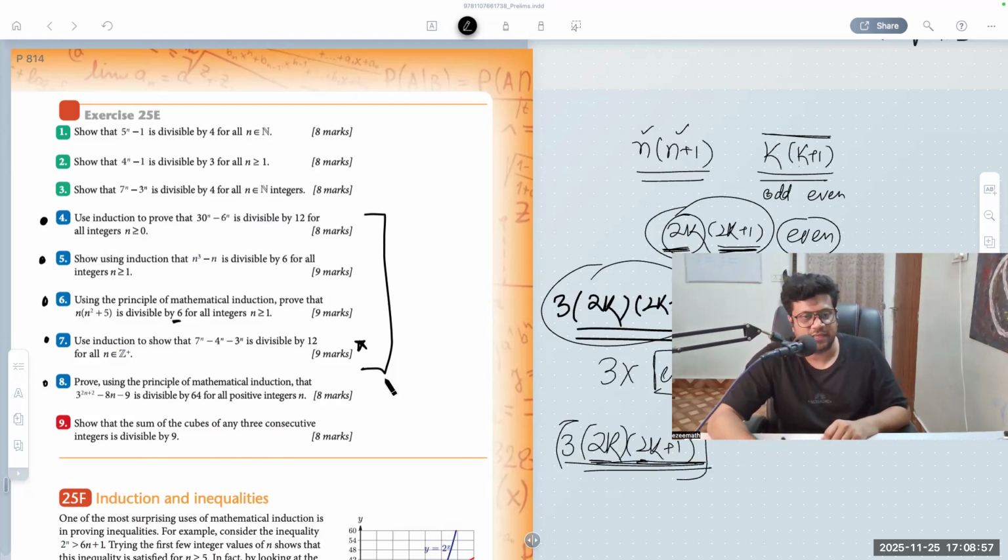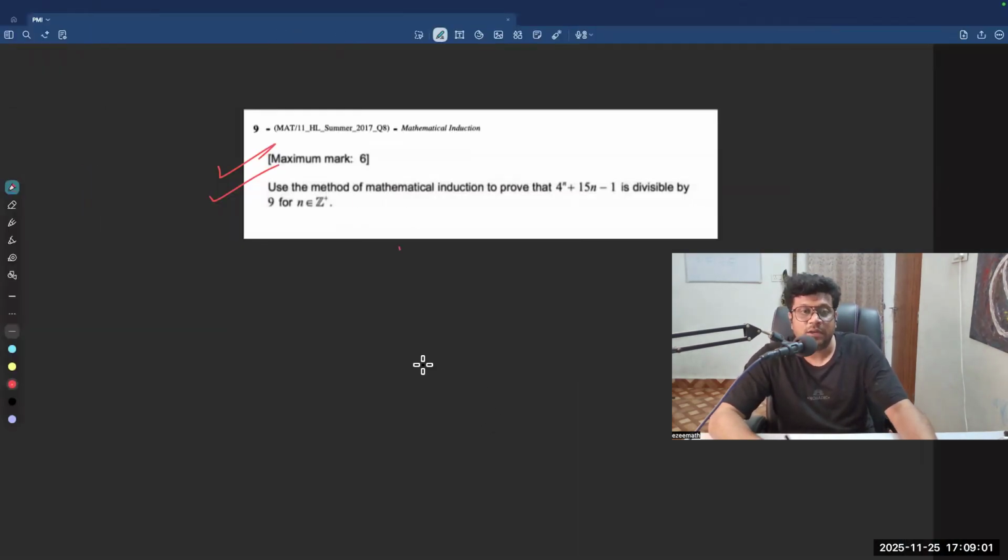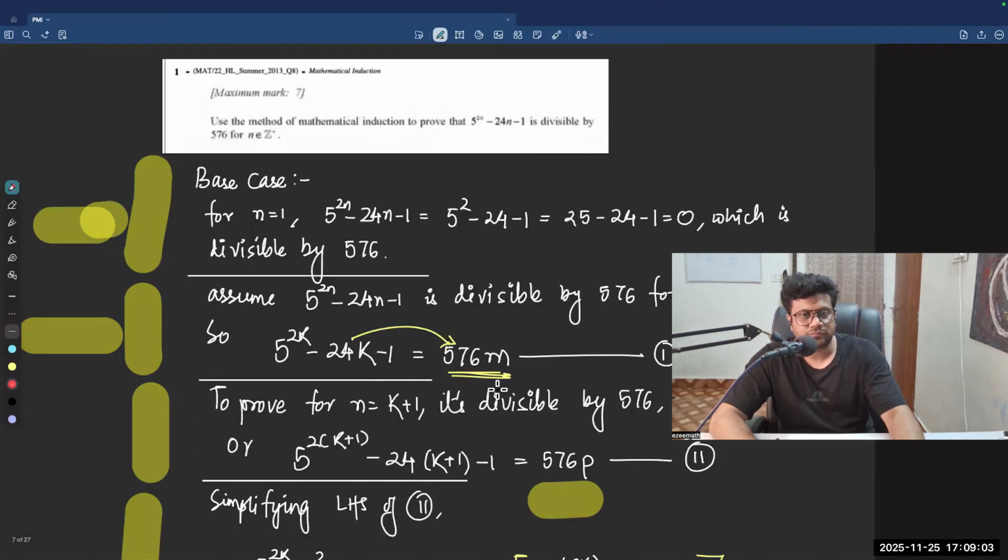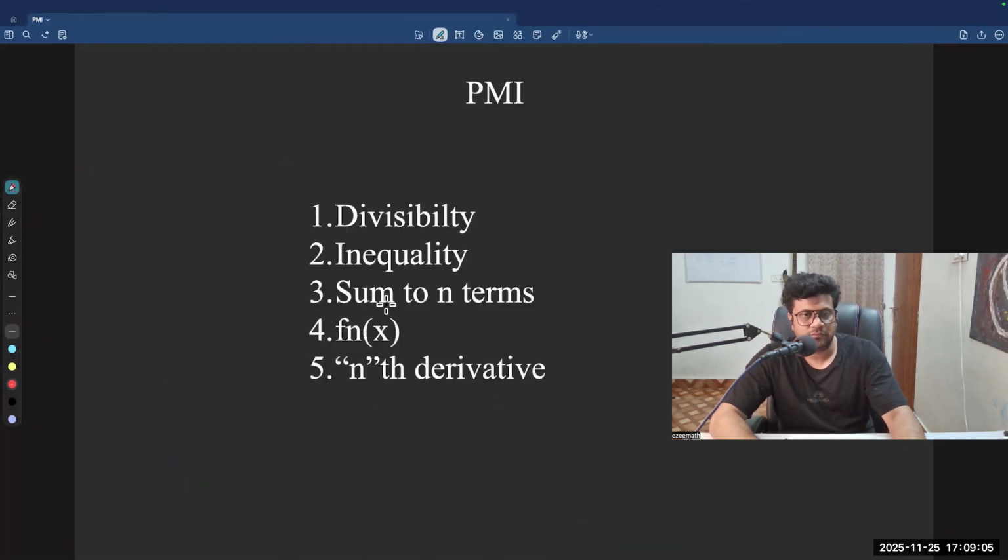That's it for this particular divisibility PMI. Next time we meet, we're going to do inequalities. Second part, inequalities is what we're going to do. Let's see. Bye for now.